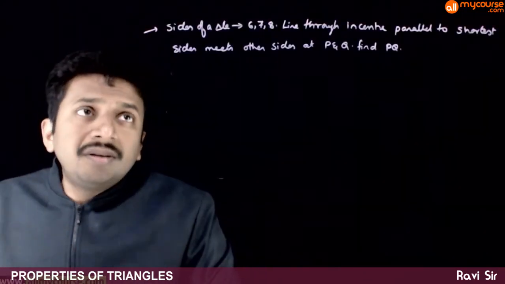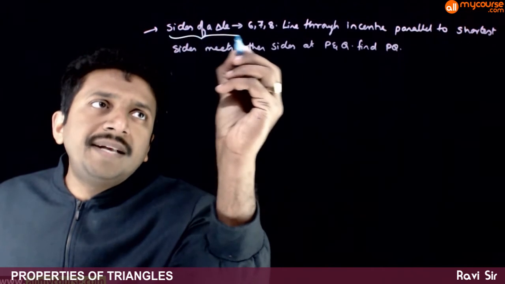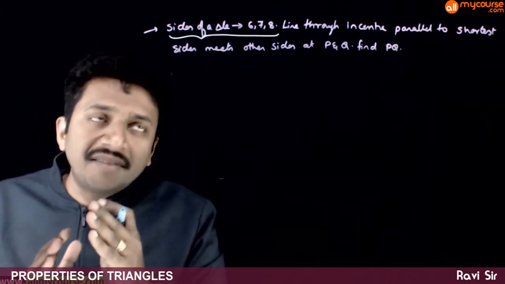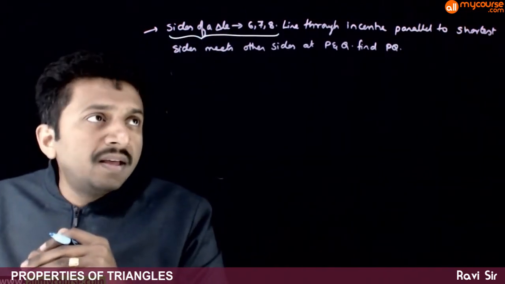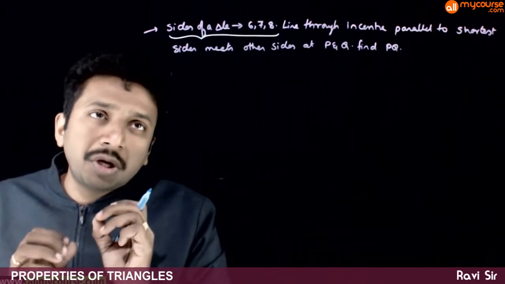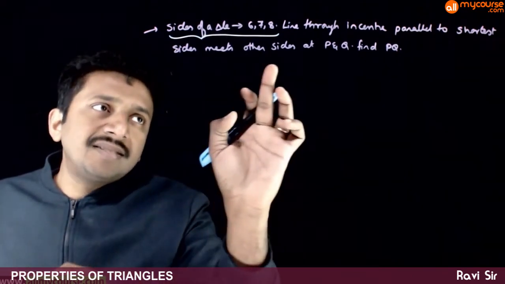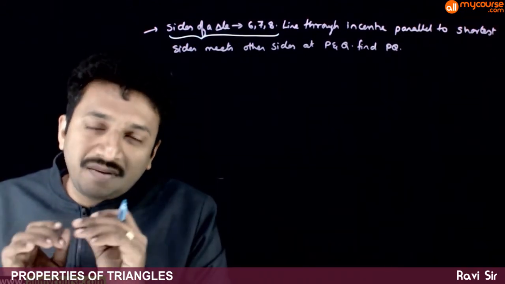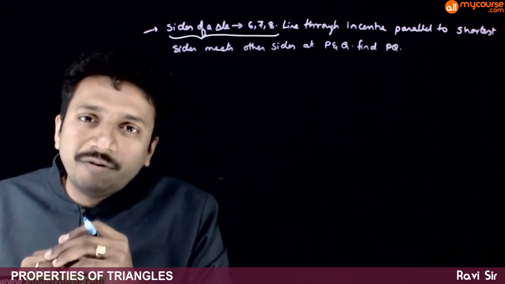So in this question, you're given that the sides of a triangle are 6, 7 and 8. And the line through the incenter parallel to the shortest side meets the other sides at P and Q. If that is so, what is the length of PQ?